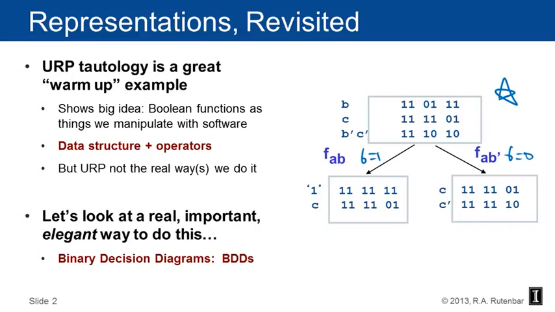This really does show the big idea of Boolean functions as things we manipulate with software. But I have to admit that URP is not the real way that people do it, or it's not the most popular, the most influential, the most widely deployed way. It's not one of those. So what we want to do in this sequence of lectures is look at a really important, elegant way to do this, a really powerful and interesting way. These things called binary decision diagrams. So let's talk about those.